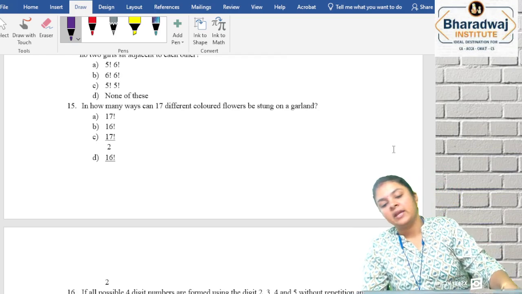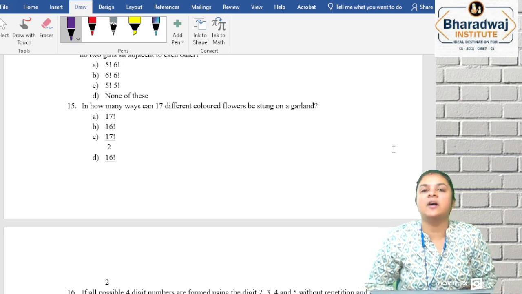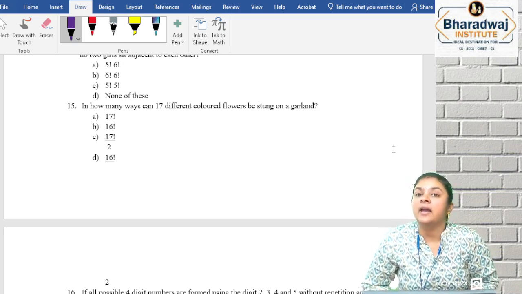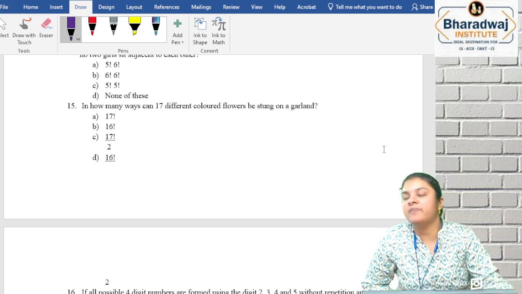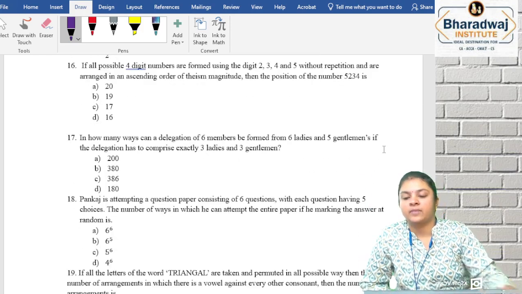15th one. In how many ways can 17 different color flowers be strung on a garland? 17 minus 1, N-1 factorial by 2. 16 factorial by 2. Next.